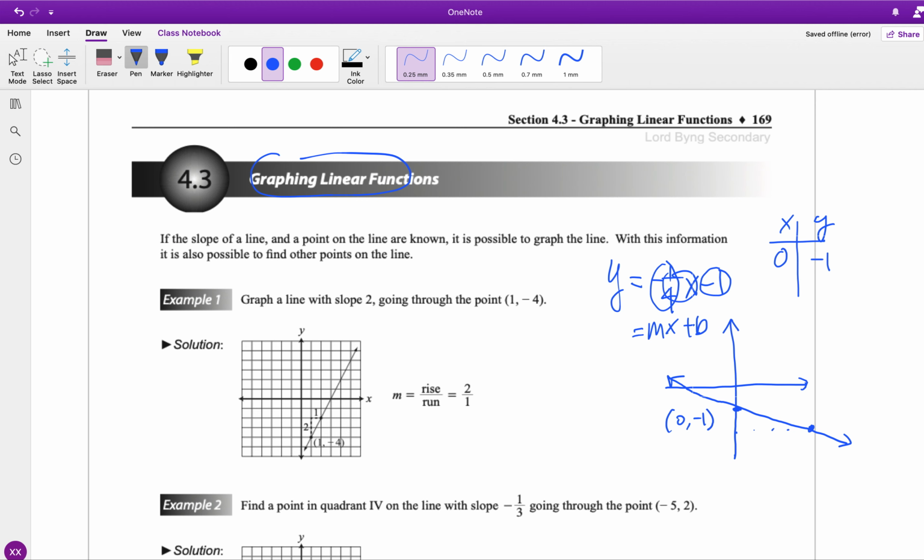All right? But you see here, it has a different way to say. It says going through a point, and the slope is 2. This is even easier. So going through a point, let's locate the point. The point is (1, negative 4). Okay, then this is my point. And slope is 2 means m equals 2 over 1. So go up 2, go right 1. And that is another point. Draw the line, and then that is your graph.